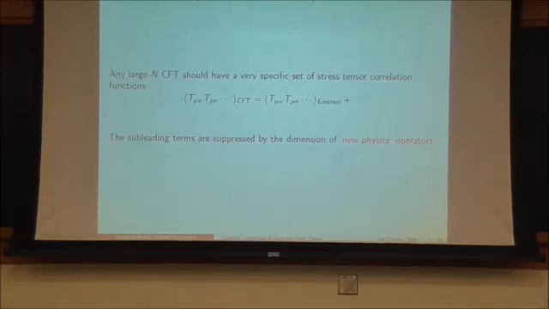Okay, so what does that mean in the context of AdS/CFT? So let's take some large N CFT which is dual to gravity, and you consider some stress tensor correlation function in that CFT. Basically, from their argument, what you can show is that the n-point function of the stress tensor is basically what you get from Einstein gravity, and the corrections are very, very suppressed. They are suppressed by the dimension of new physics operators. So you only have Einstein gravity and some very small correction, that's it.